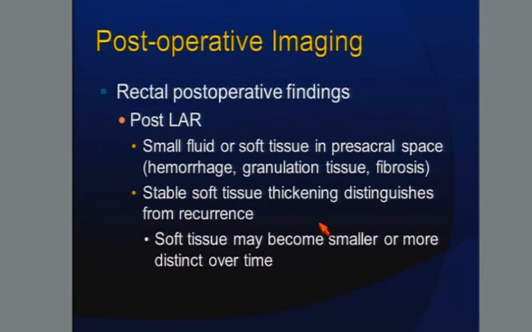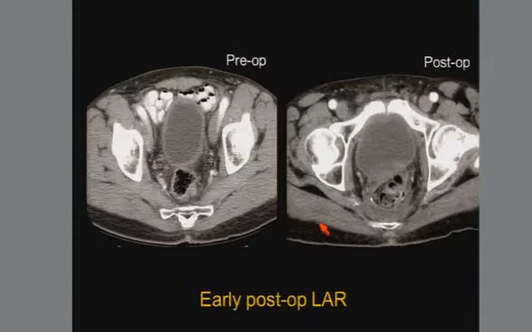Our job is to watch that finding and make sure it either stays stable or starts to regress. If it gets more concave, it looks like it's resolving. It may never resolve, it may stay stable, and that's okay. What you don't want it to do is to start getting convex in borders, because you have to worry about tumor recurrence over time. So this is a patient preoperatively who had a low anterior resection.